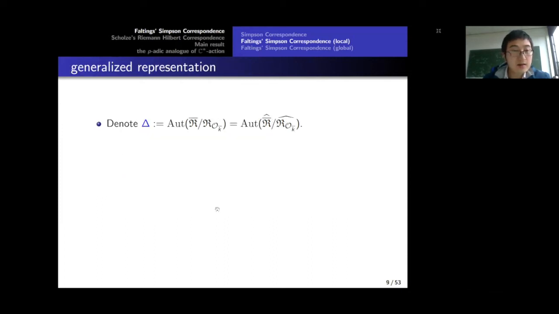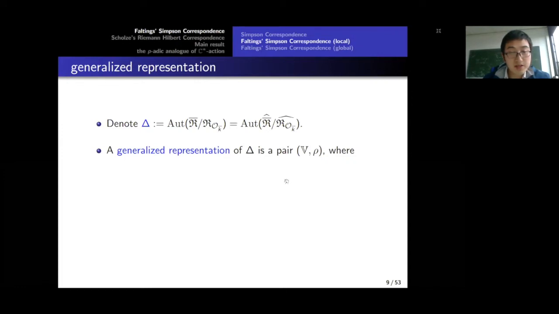Okay, we denote this Γ to be the automorphism group of R over this R_{O_K bar}, which is also equal to the automorphisms of these periodic combinations.